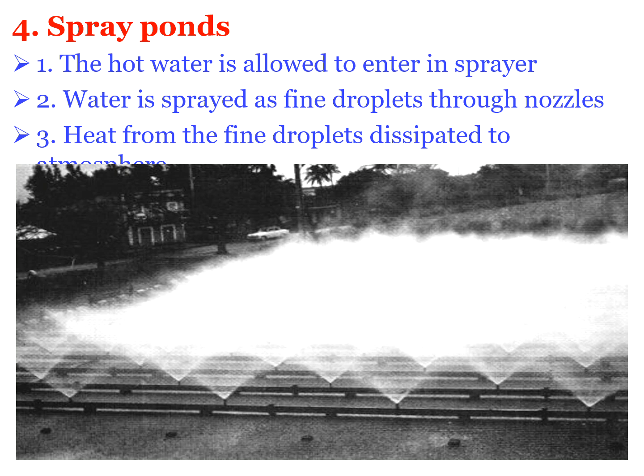The next one is the spray ponds. The hot water is allowed to enter the spray, and the water is sprayed as fine droplets through nozzles over the hot system. And the heat from the fine droplets is dissipated to the atmosphere.